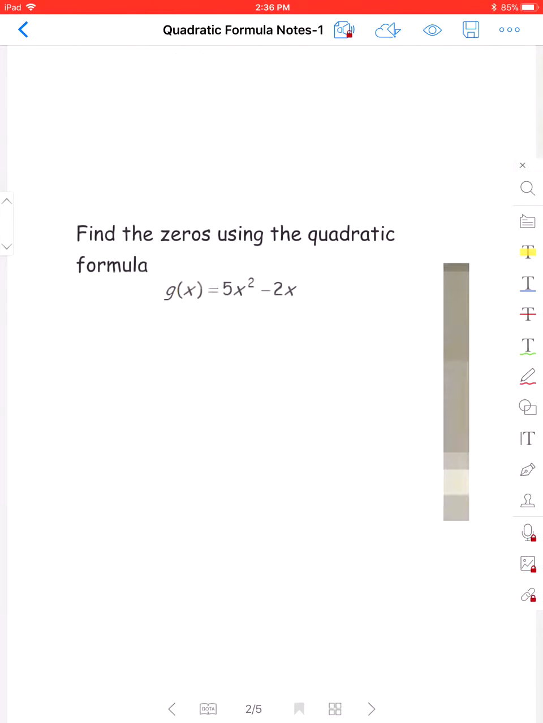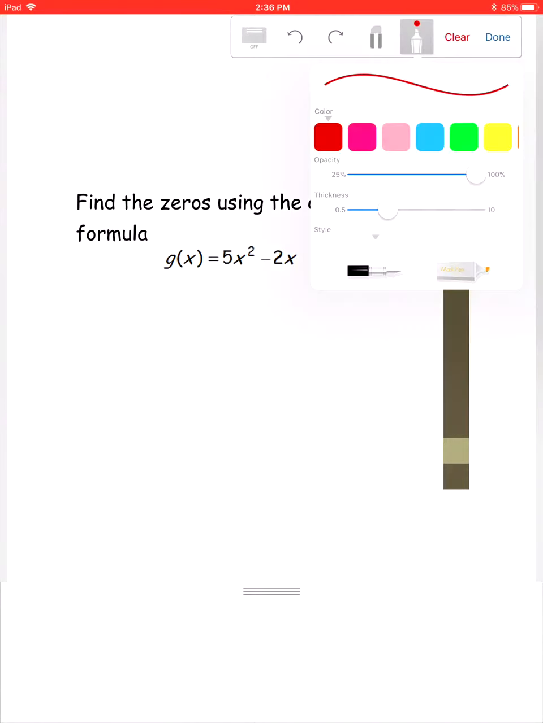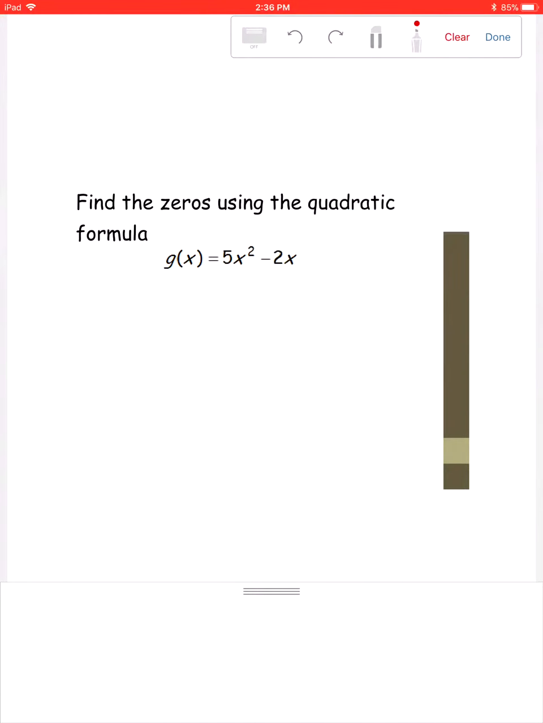So here we have a quadratic, g of x equals 5x squared minus 2x. There isn't a c here, so c you can say is plus 0. So I personally always write out what a, b, and c are. So a equals 5, b equals negative 2, and c equals 0.